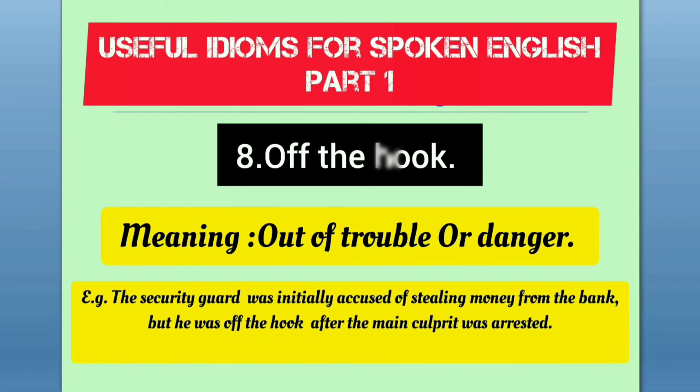As you see on your screen, the example is given. The security guard was initially accused of stealing money from the bank, but he was off the hook after the main culprit was arrested. Okay, that means he was out of danger, he was out of trouble after the main culprit who did the crime was arrested, but initially he was accused of it, right? But later on he was off the hook because the main culprit was arrested. He was out of danger. Okay, so I hope you understood how to use this wonderful idiom in your everyday English conversation.